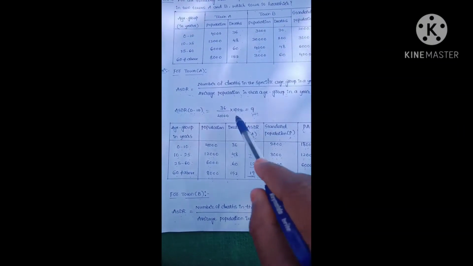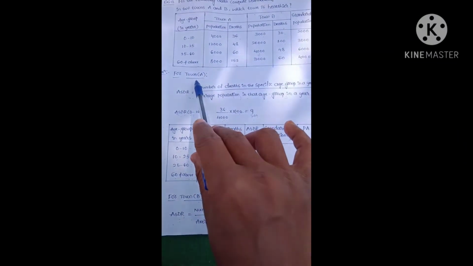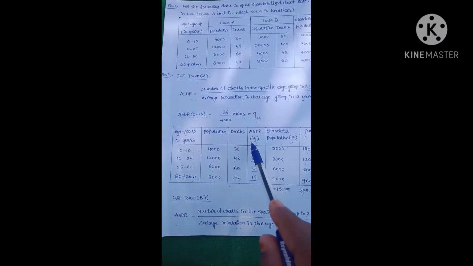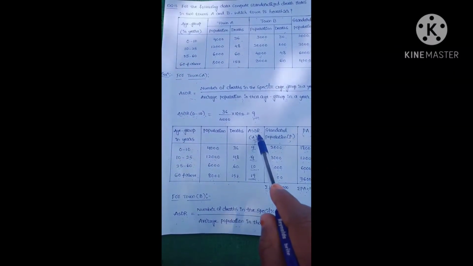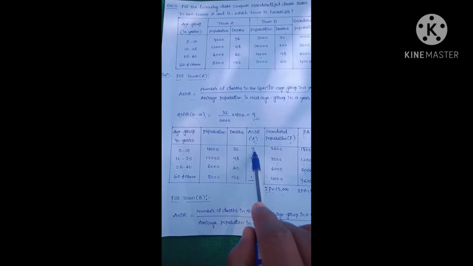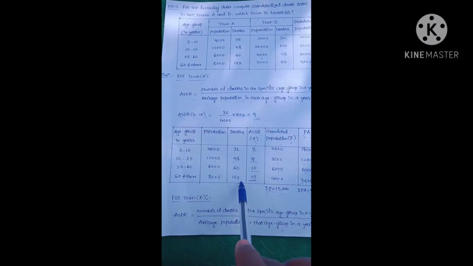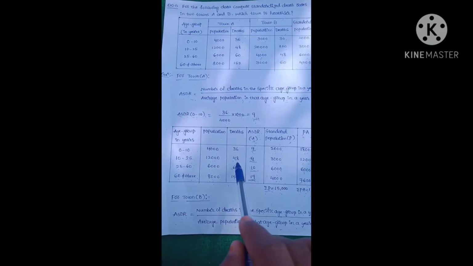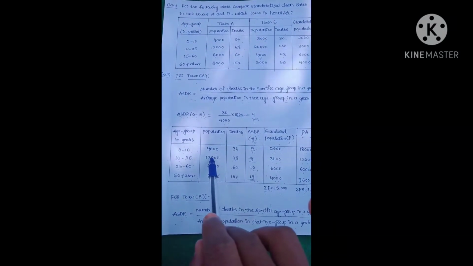Next column is ASDR A. Why we write A here? Because we are calculating which town here? Town A. That's why we write ASDR A. How we calculate ASDR A? Above we have solved the first one. What is that value? 9. The remaining three are directly calculated in the table. How we calculate here? Death divided by population into 1000.